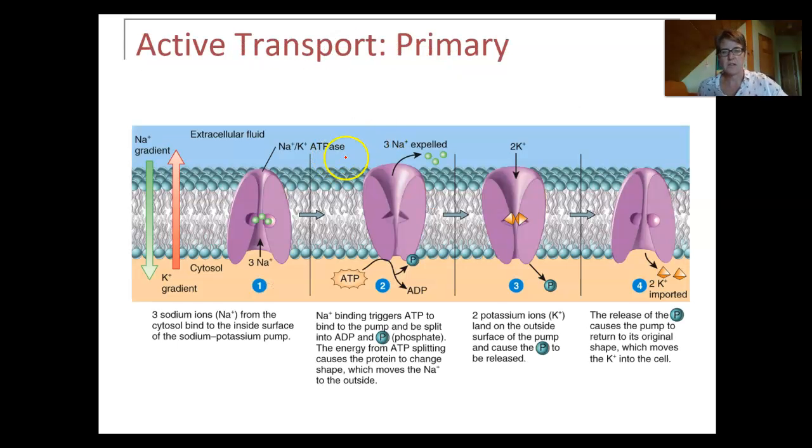So let's check this out. There are 3 steps to it. So this is primary active transport. Since I said active, I'm using ATP. So when I use ATP, I break it down into a phosphate and then adenosine diphosphate. That's why it goes to ADP. And the fact that I'm using this creates energy to do work.